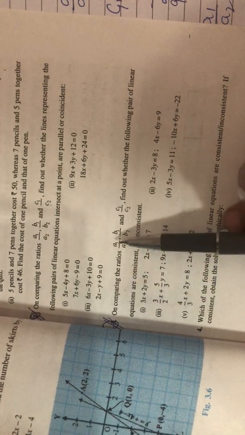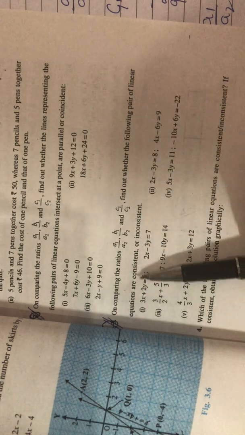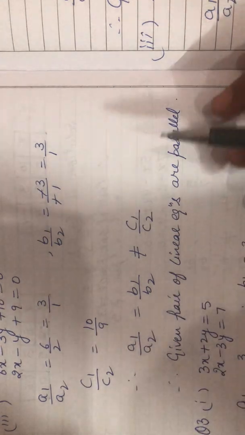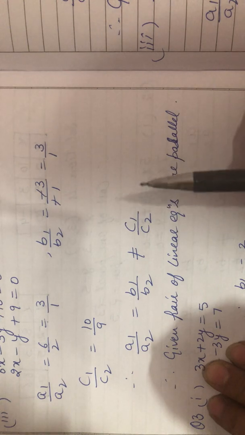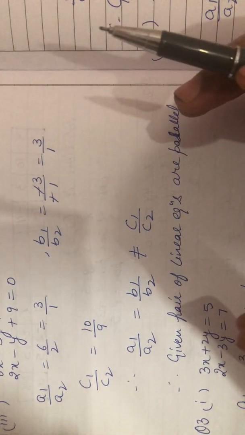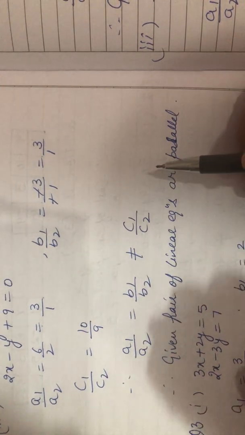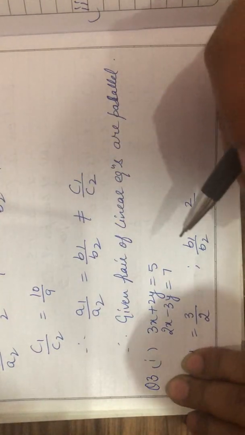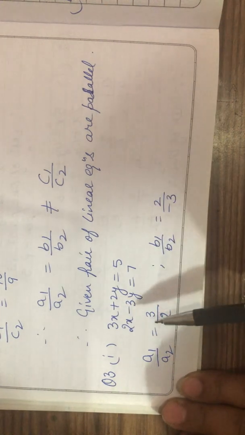Now coming to the third question: on comparing the ratios a1 upon a2, b1 upon b2 and c1 upon c2, find out whether the following pairs of linear equations are consistent or inconsistent. Now as I have already explained, a unique solution and infinitely many solutions mean a consistent pair of equations, and where equations have no solution, they are an inconsistent pair of equations. Now we have to compare the ratios and tell whether the pair of equations is consistent or inconsistent, and for that we have to find the ratios.